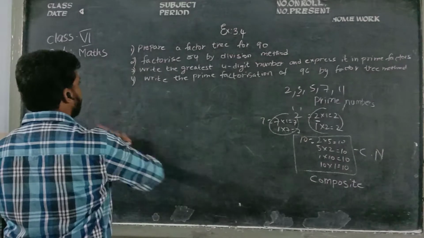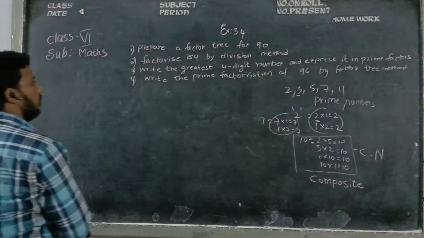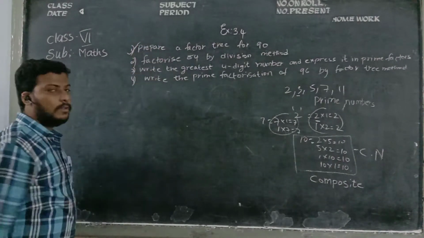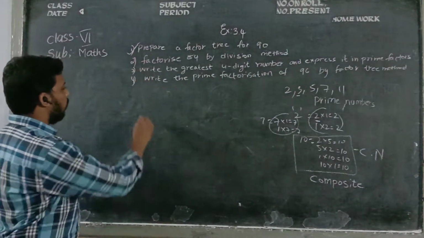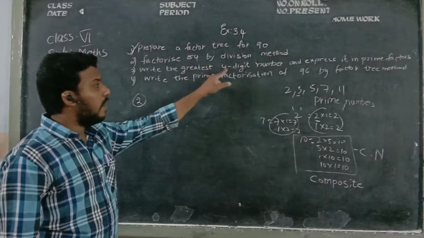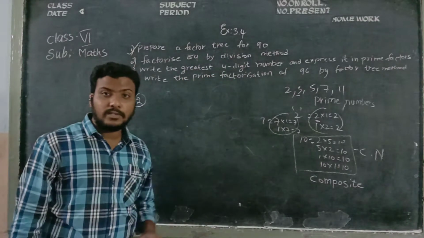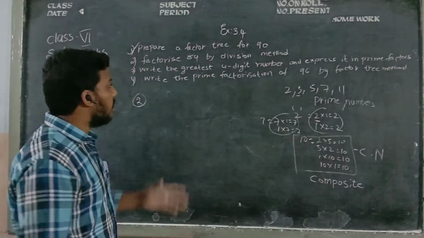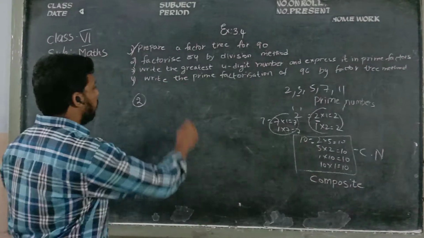Next problem, that is the second problem. We completed the first one, so I am keeping a tick. Next, second problem, children: factorize 84 by the division method. Here they are not asking about the factor tree method. They are asking about the division method. So I am taking 84.